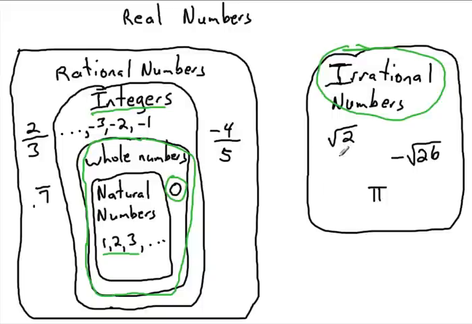You get negative square roots as well, as long as they're not perfect squares, so like negative root of 26. You get things like pi, which is also a non-terminating, non-repeating decimal. And you'll notice we have real numbers up here, and real numbers include everything we just talked about. So real numbers would include irrationals, rationals, integers, whole numbers, and natural numbers.